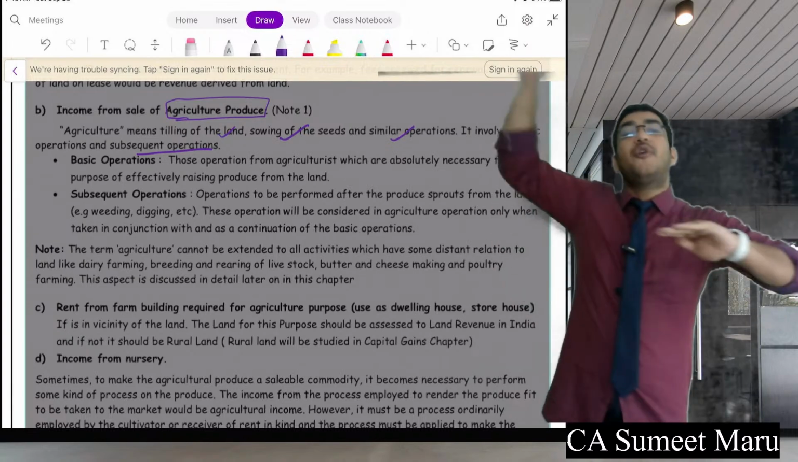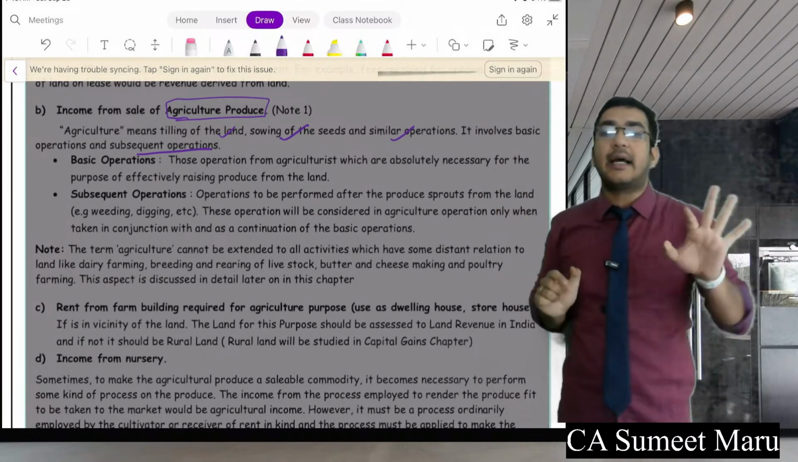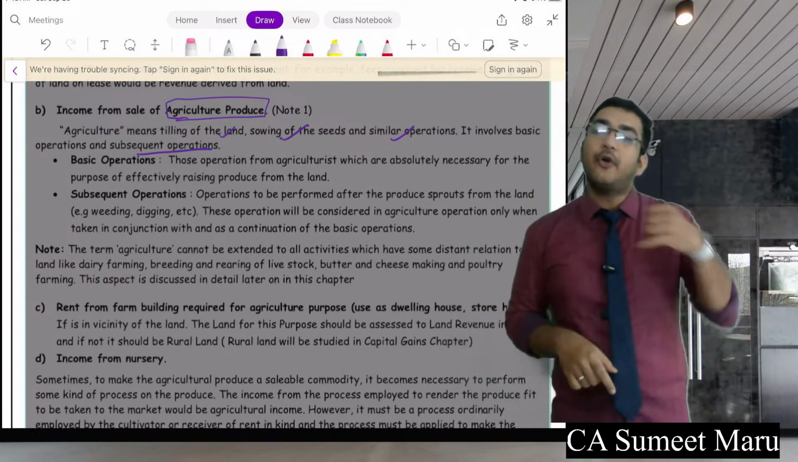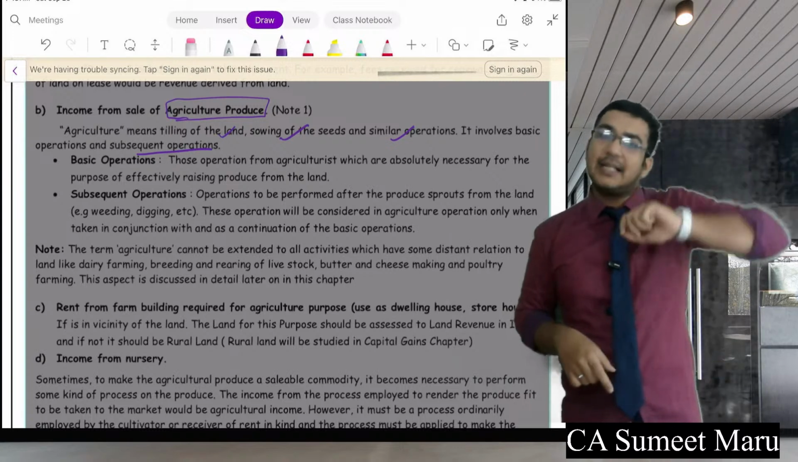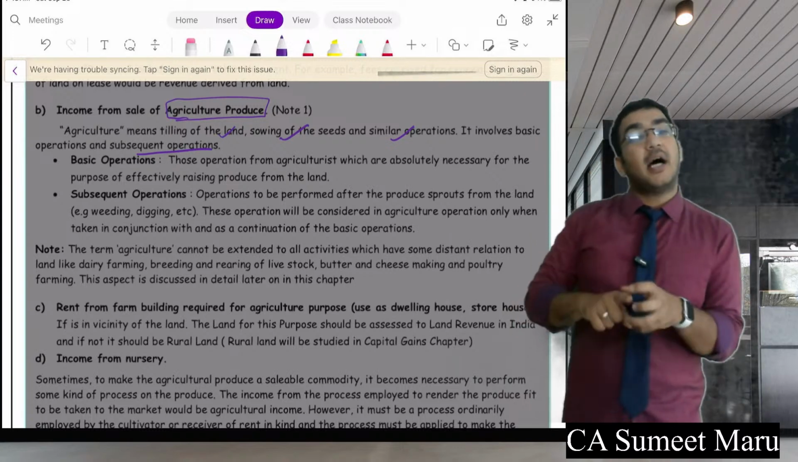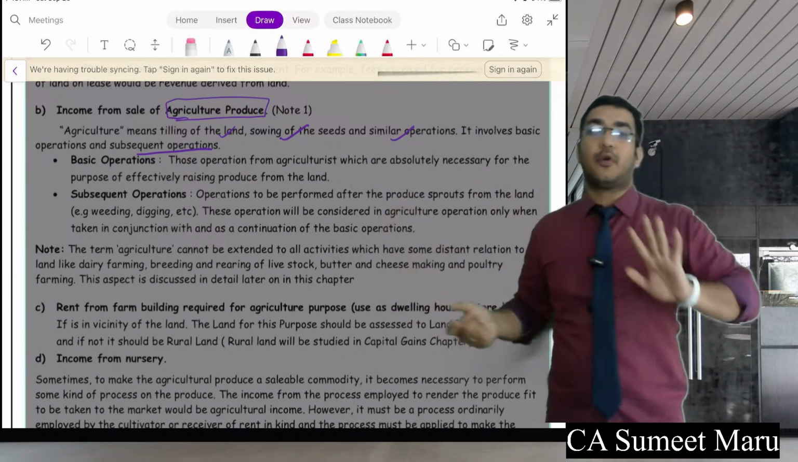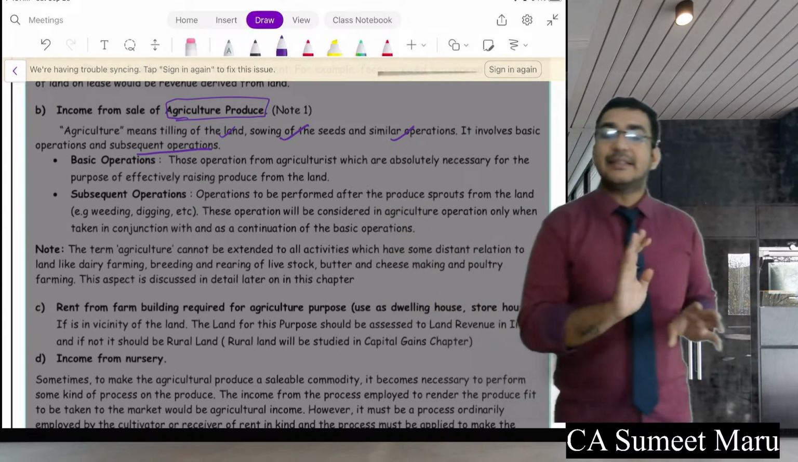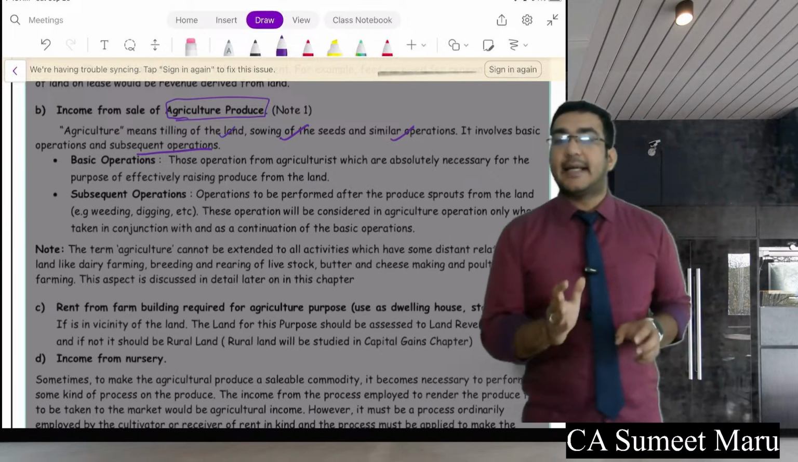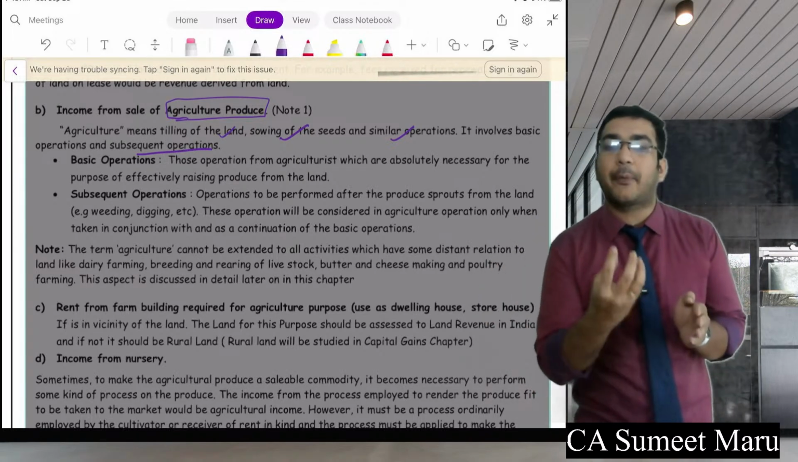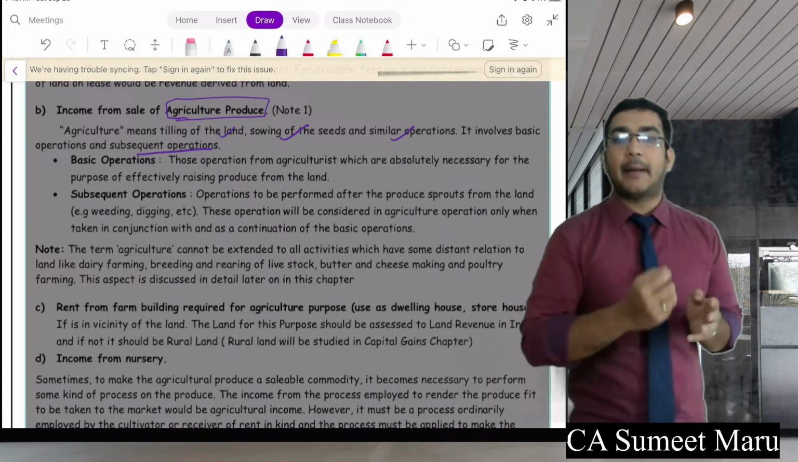If you do further operations, then that is no longer agriculture produce. For example, you are growing tomatoes. After growing tomato, you are cleaning it, washing it, drying it. That's fine. But thereafter, you are making tomato ketchup. Then it is no more fine. Then this is no more agriculture produce. Are you understanding? So basic operation and subsequent operation, until unless it makes your product sellable in the primary market, is fine.